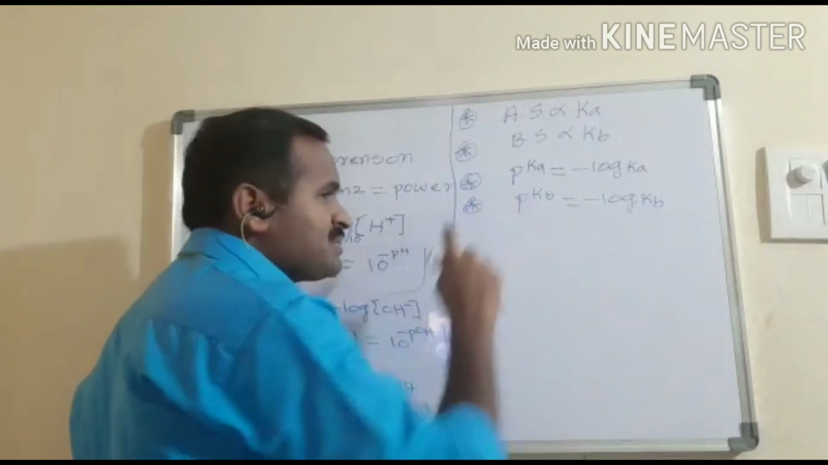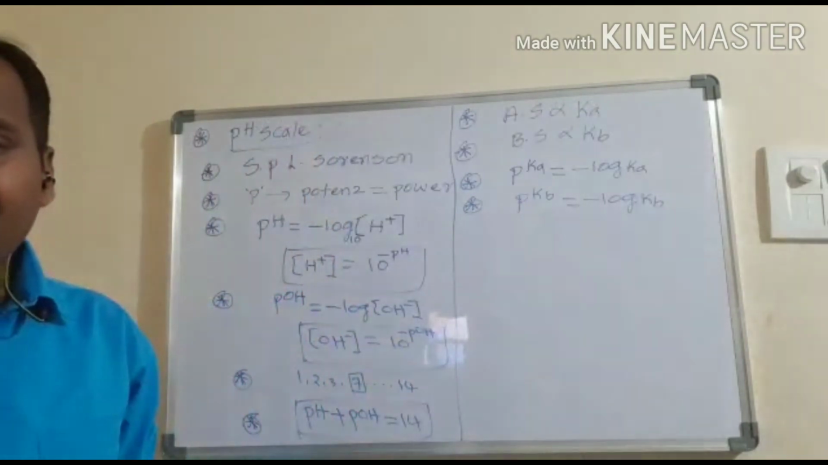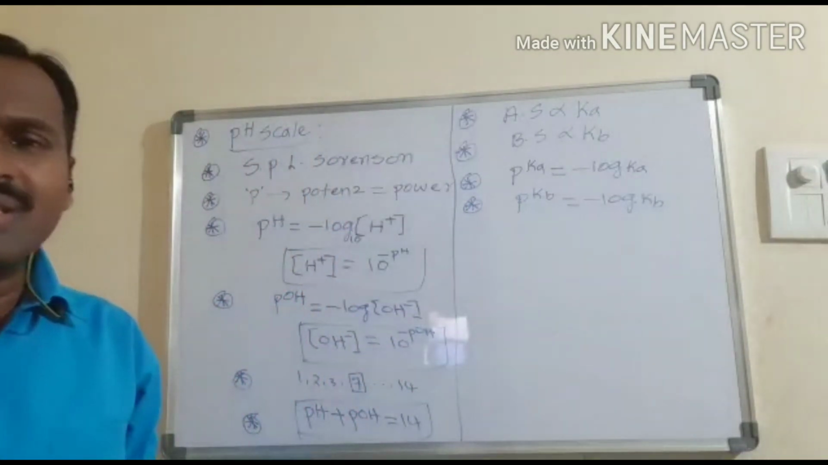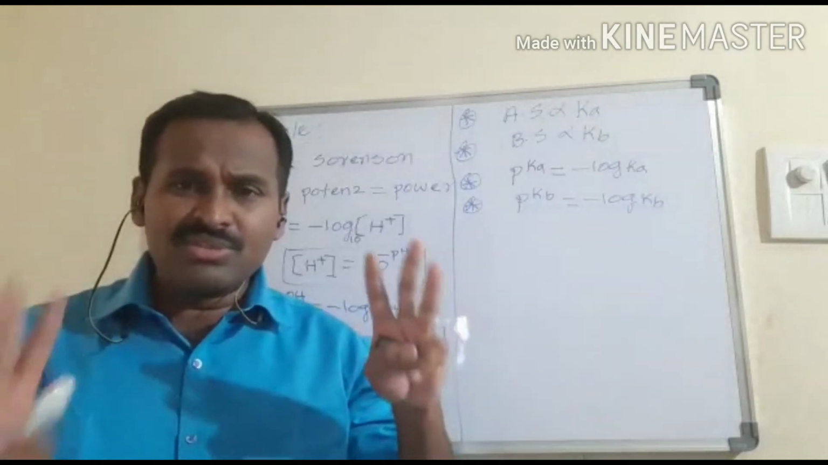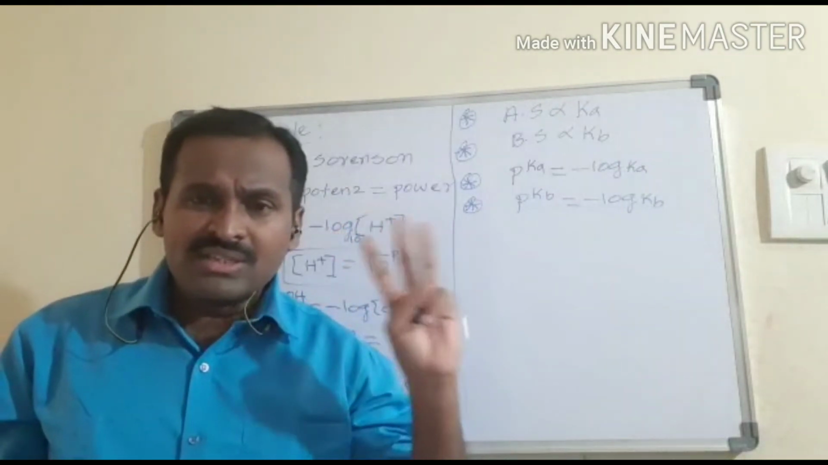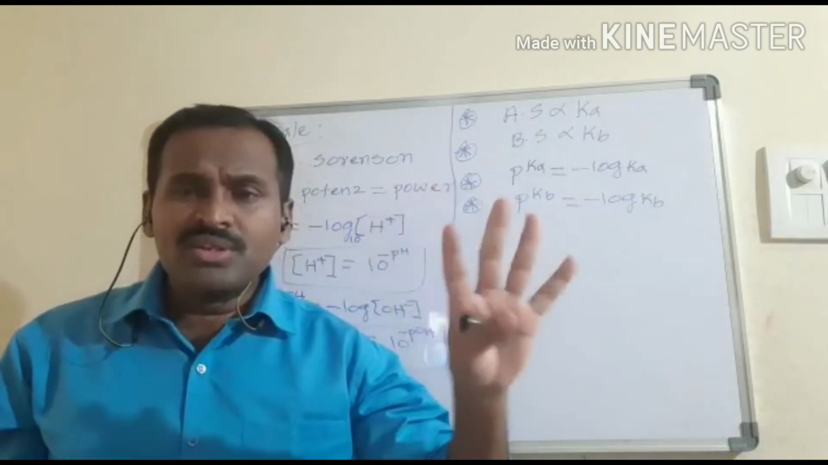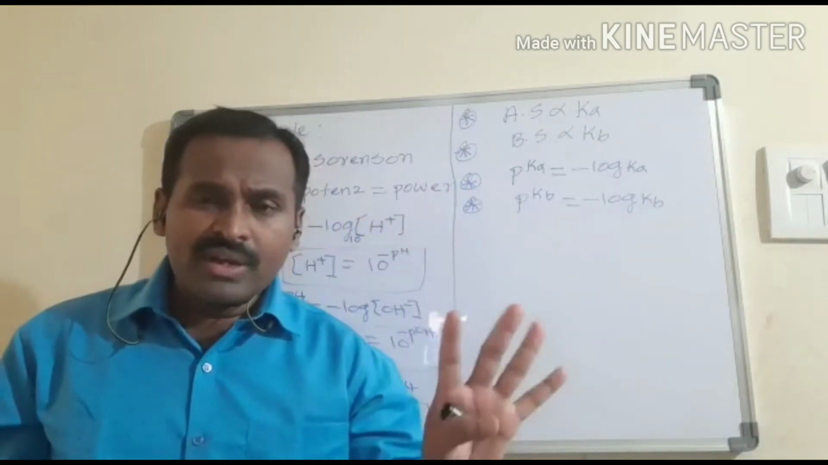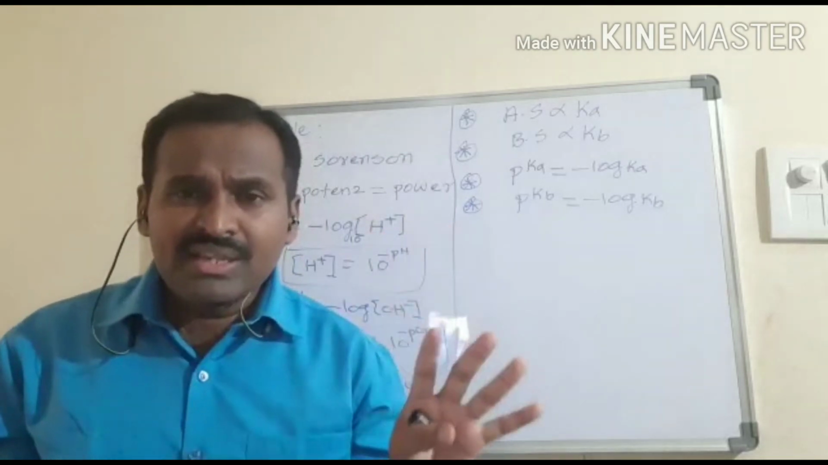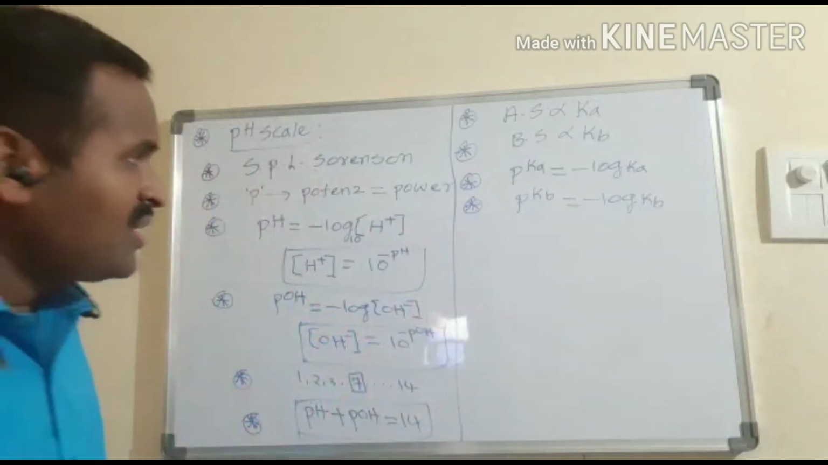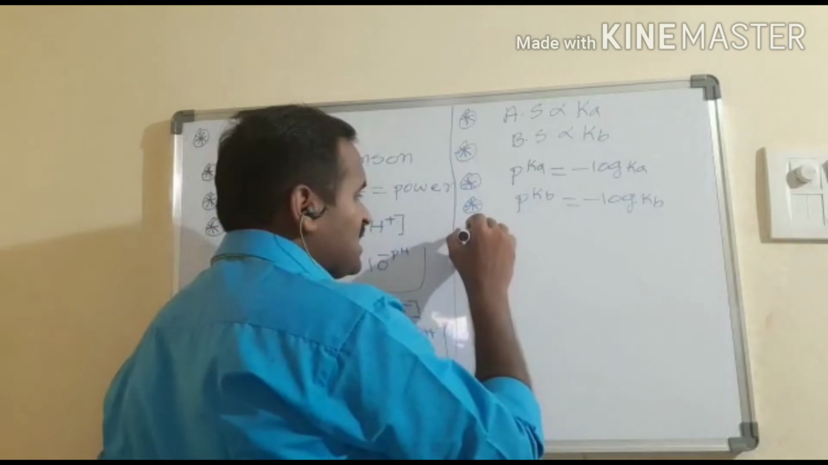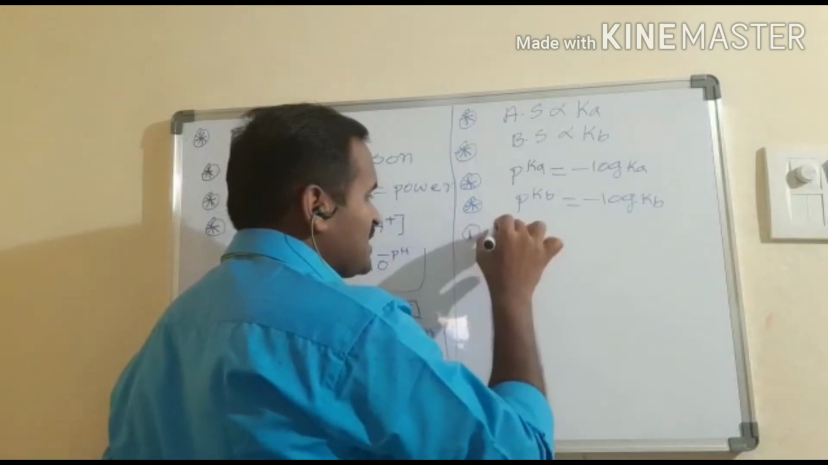Based on these pH values, the solutions are further classified into three types. What are the three types? Acidic solution, basic solution, and neutral solution. One, I can write, is the acidic solution.